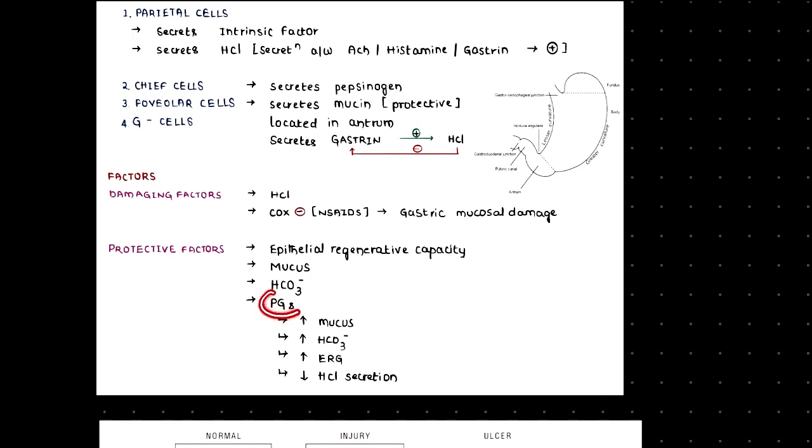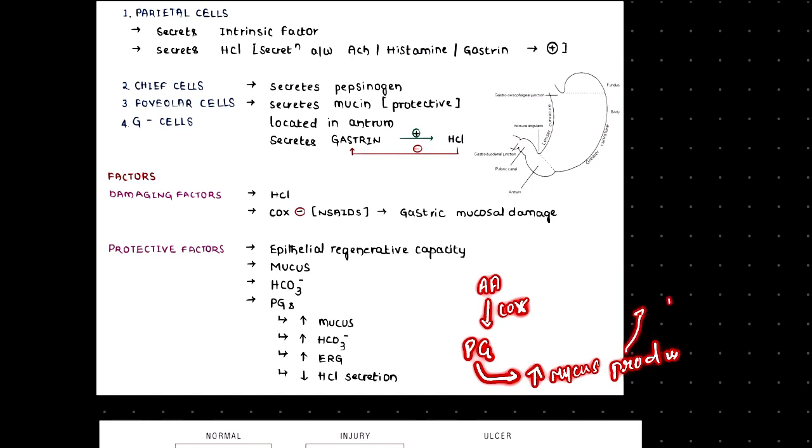Similarly, we have prostaglandins. Now what are these prostaglandins doing? If you'll recall the concepts, from the cell membrane we have arachidonic acid. The COX enzyme will act on arachidonic acid and convert it into prostaglandins. Now this prostaglandin will increase mucus production, and this mucus production is the protective factor.